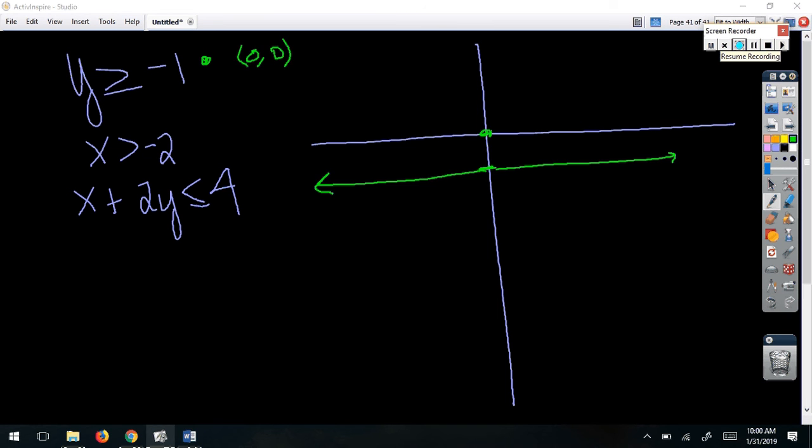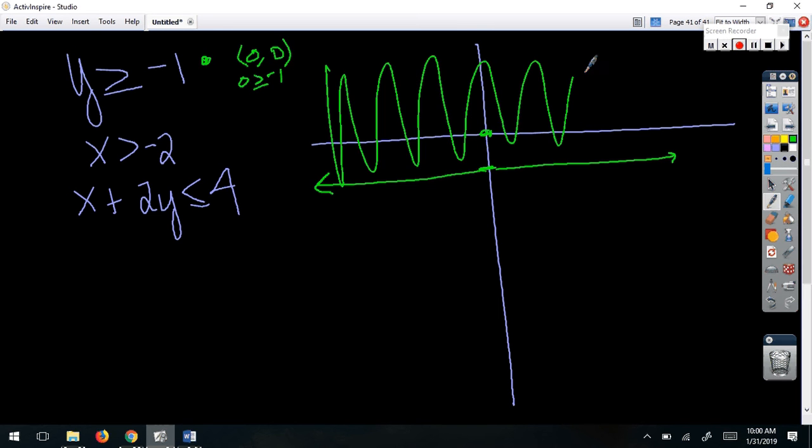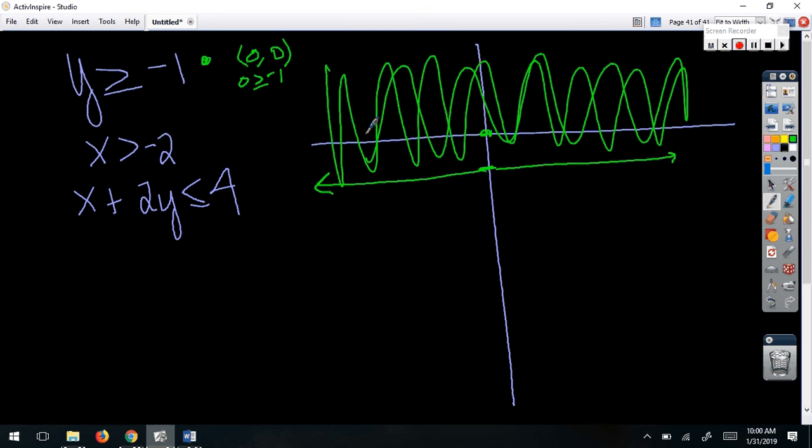At 0, 0, is 0 bigger than or equal to -1? Yeah, right? So I'm above. Okay?